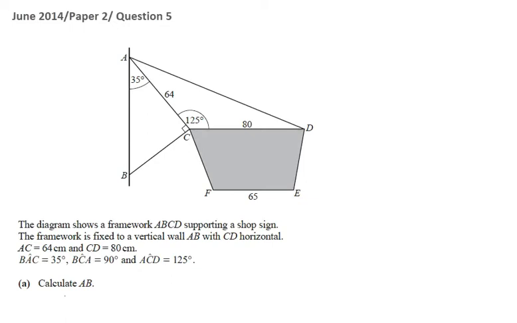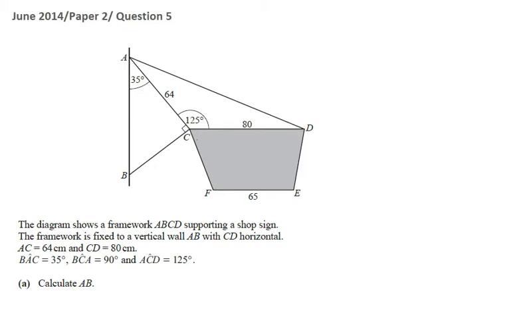Okay, here we have another past paper question from trigonometry and bearing. This question is from June 2014, paper 2, question 5. If you check this figure, we have three figures attached. One is this trapezium, then we have this triangle ADC, and then we have another right angle triangle ABC also.